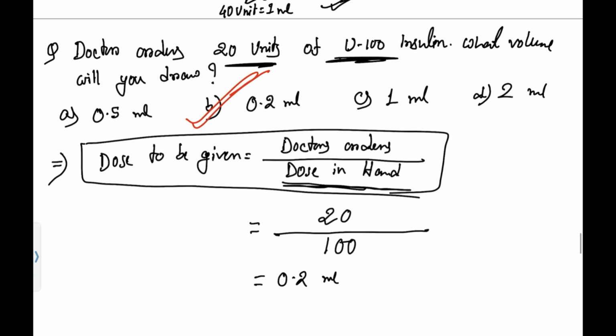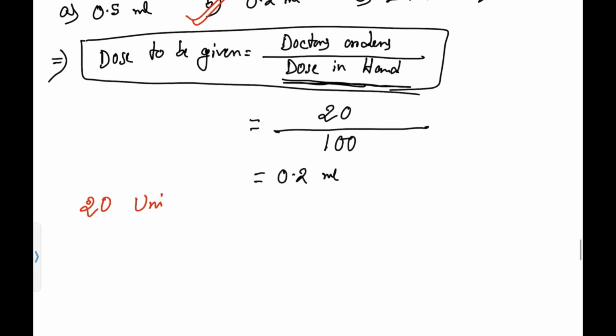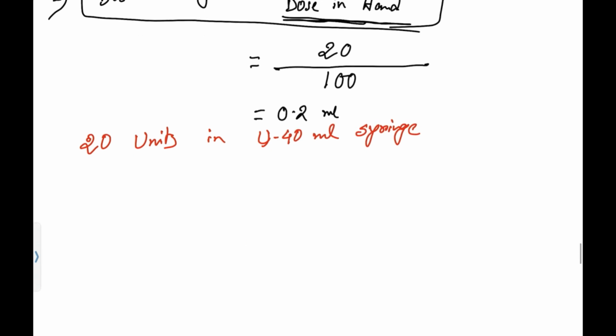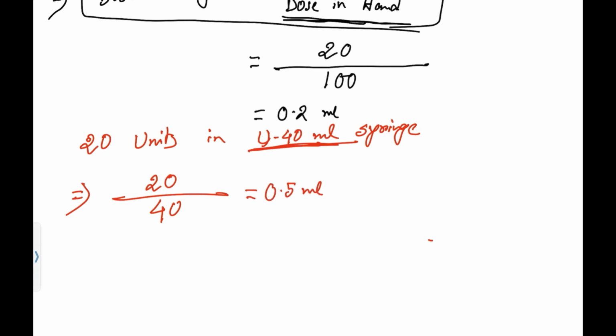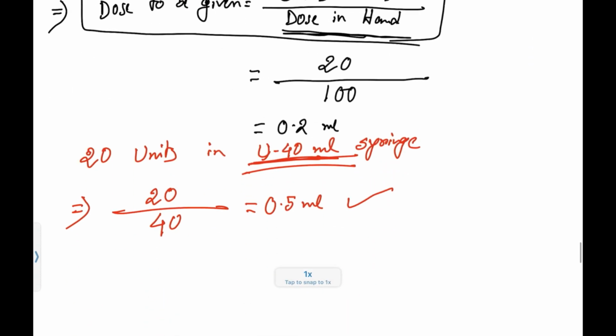Let's think the doctor advised you 20 units of insulin, but instead of U100, it is 20 units in a U40 syringe. Then how many ml do you have to give the patient with the help of the U40 syringe? Then your answer will be: doctor's order, that is 20 units, divided by syringe in stock, that is U40, 40. So how much is coming out? 0.5 ml. Can you see? When you are using a U40 syringe, your answer is 0.5 ml. When you are using a U100 syringe, your answer is 0.2 ml. So before giving insulin to a patient, you need to check which kind of syringe the doctor advised you to take.